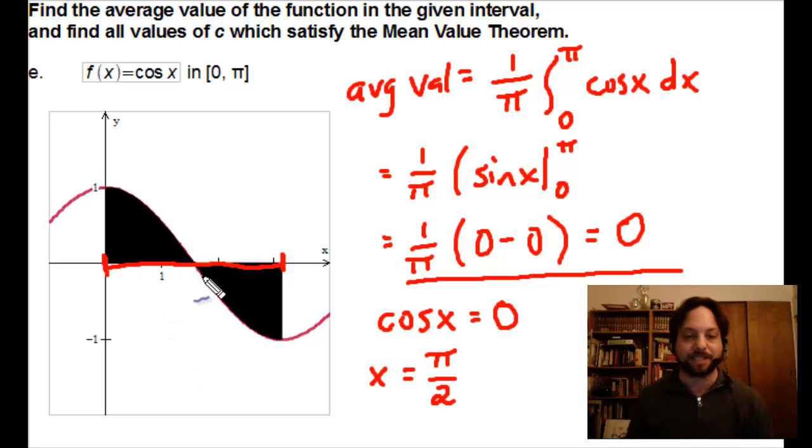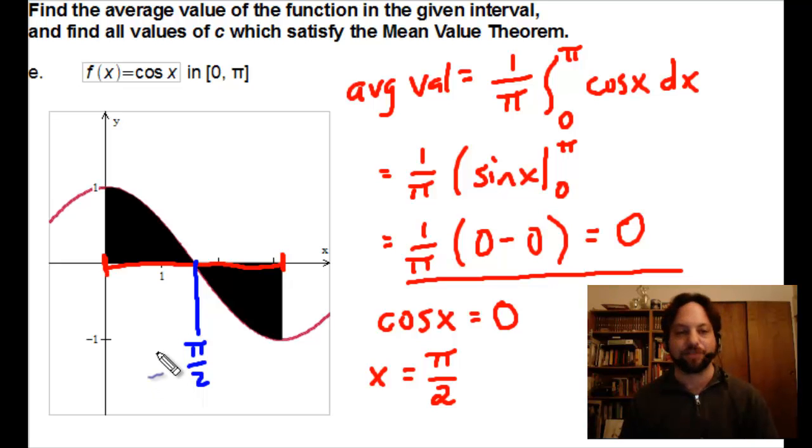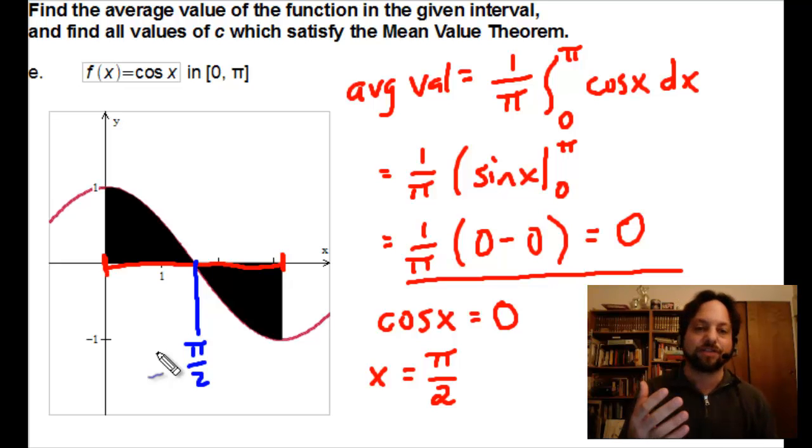Again, does that make sense on this picture? I'll give you a hint. Pi over 2 is right here. And is that, in fact, where this curve hits 0? Of course it is. And so pi over 2 is our mean value based on the average value that we found to be 0. So there we go. That's how the average value theorem works. That's how the mean value theorem works. Both very useful, both pretty cool.